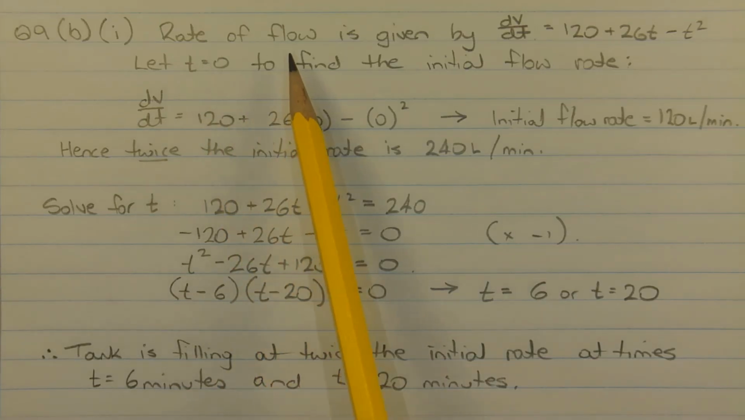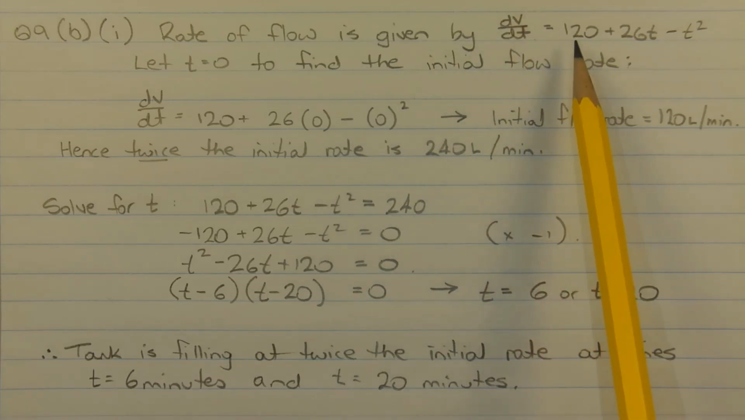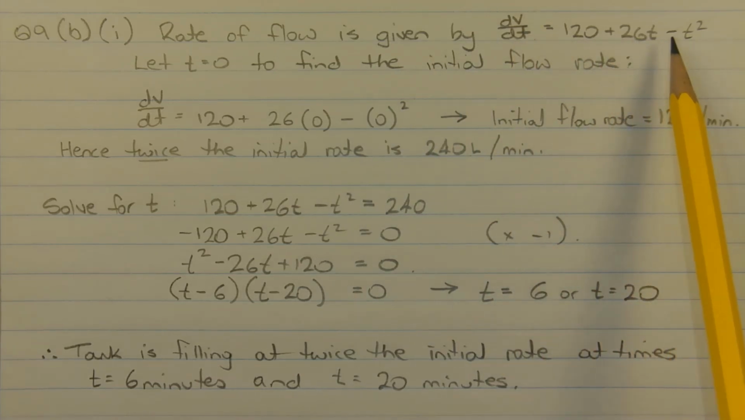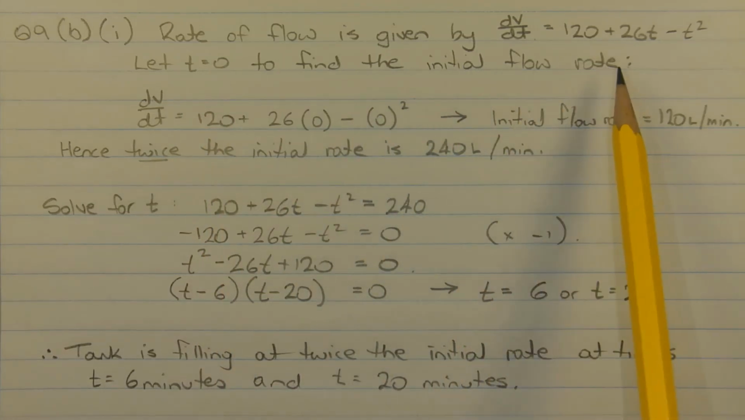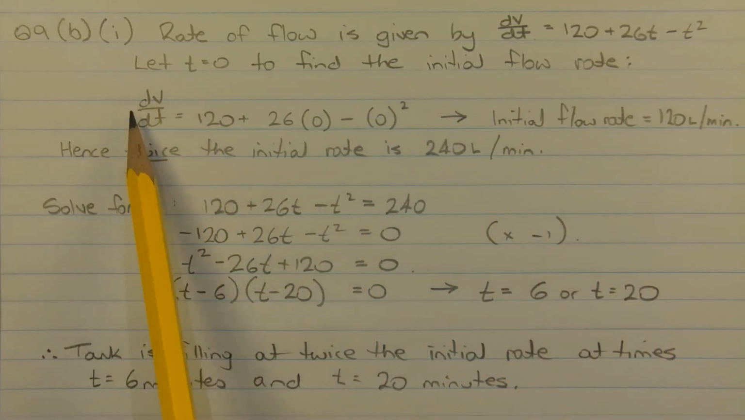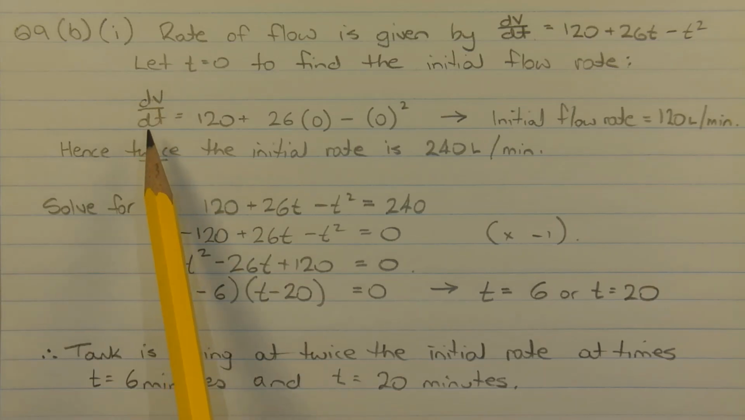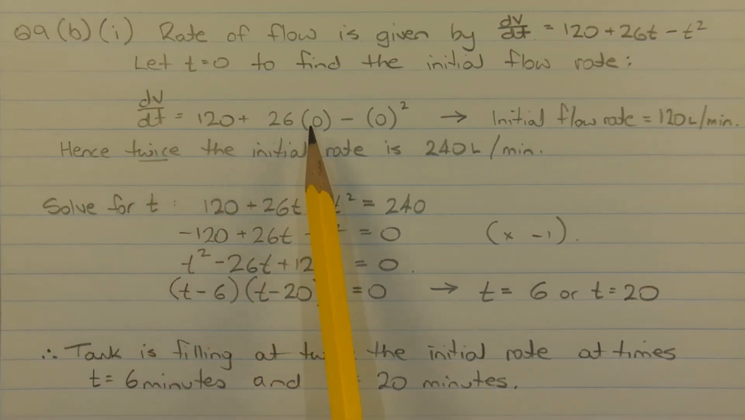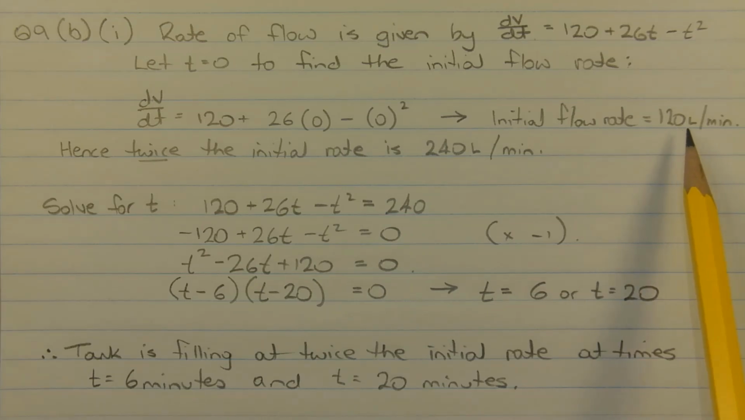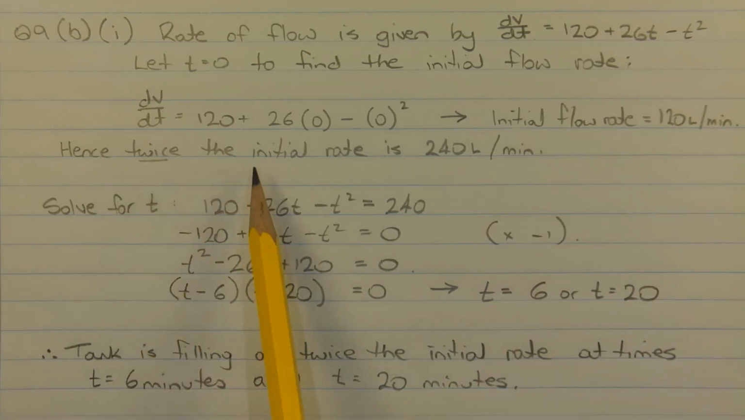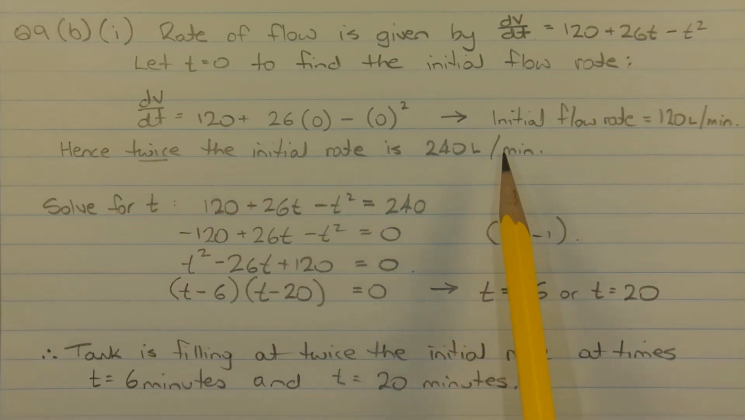The rate of flow is given by dV/dt equals 120 plus 26t minus t squared. So let t equal 0 to find the initial flow rate. So we want to evaluate dV/dt when t equals 0. So dV/dt equals 120 plus 26 times 0 minus 0 squared. So the initial flow rate is 120 litres per minute. Hence, twice the initial flow rate is 240 litres per minute.